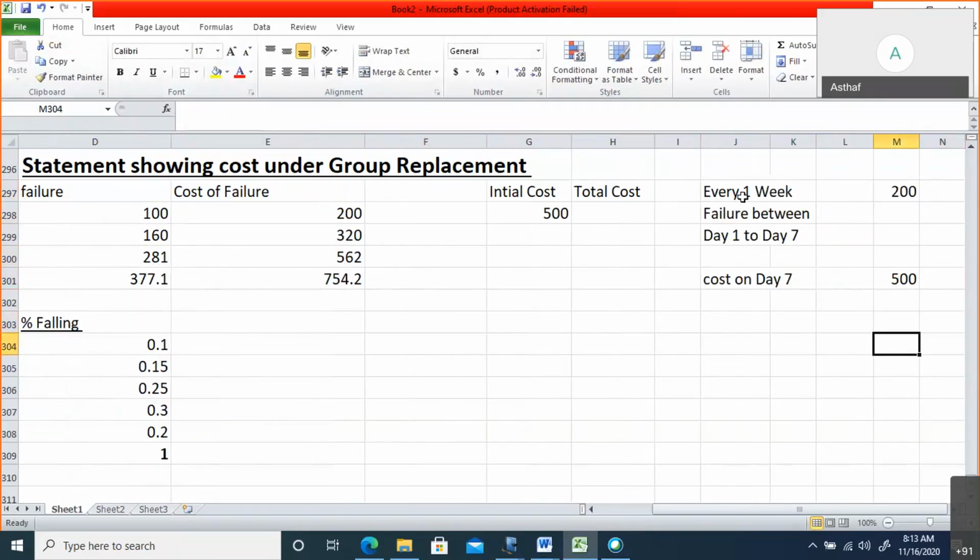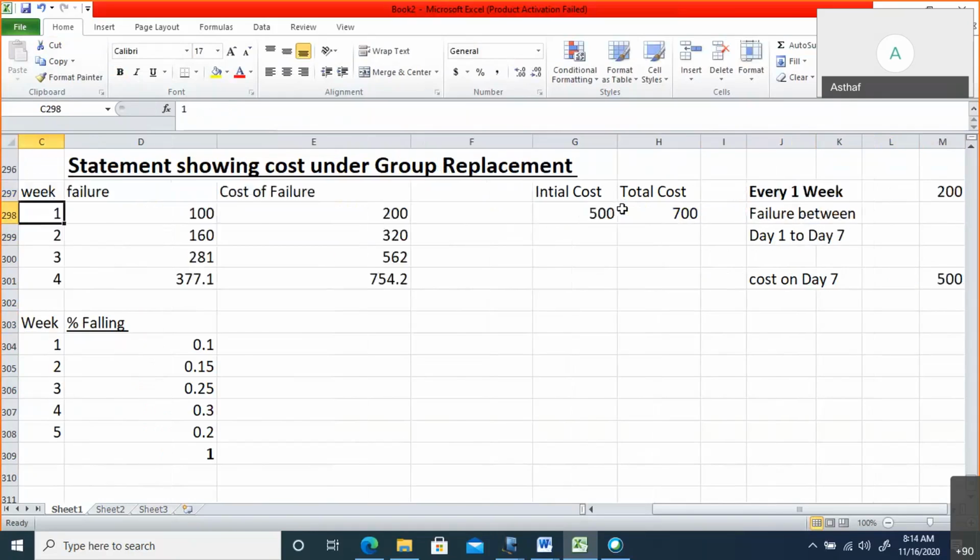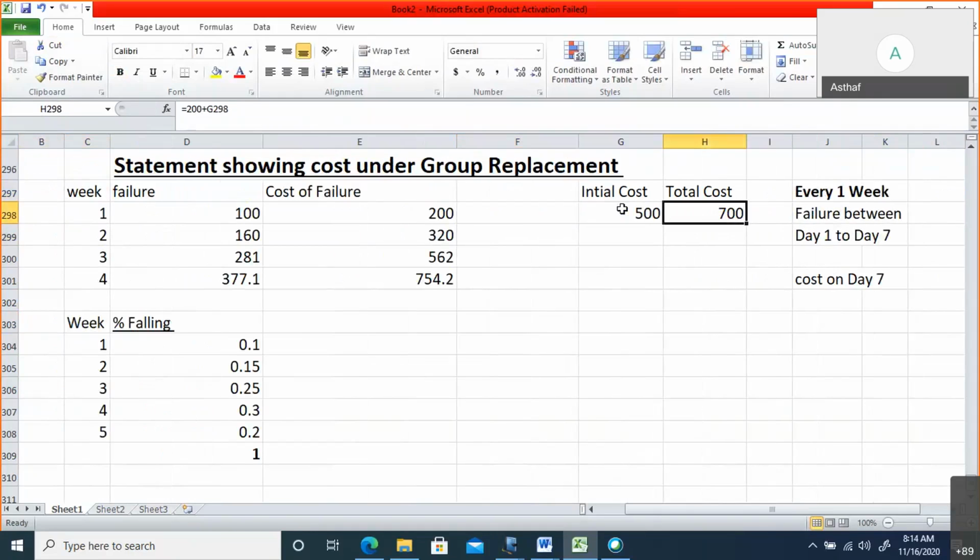So the scenario is every 1 week. Failure between day 1 to day 7 we have 100. So 100 into 2, we have 200. So 200 plus 500, it will be 700 rupees. So every 1 week, we incur 700.